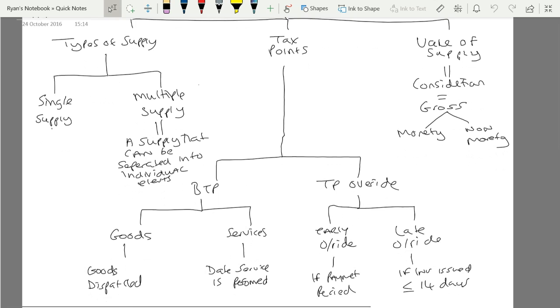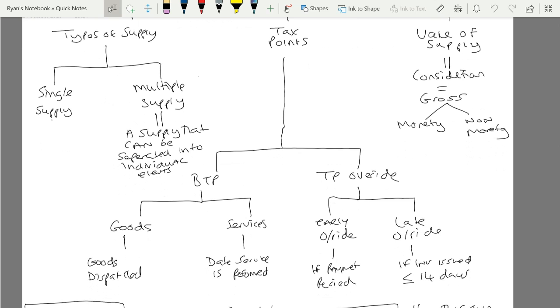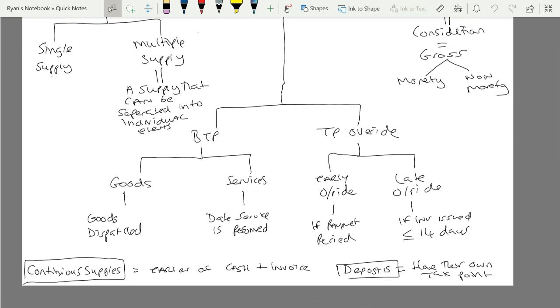So tax points are the points at which the tax imposition occurs. Okay, we have a BTP, which is a basic tax point, and we have a different basic tax point for both goods and services. So usually the tax point, so when VAT is to be recognised, and thus when it will be included on the respective VAT returns for the company or the other company purchasing. If it's an individual, then that wouldn't come into play. But the tax point for goods is when the goods are dispatched. And for services, it's the date the service is performed.